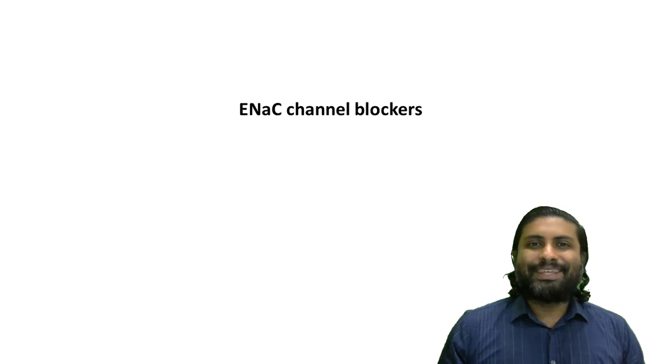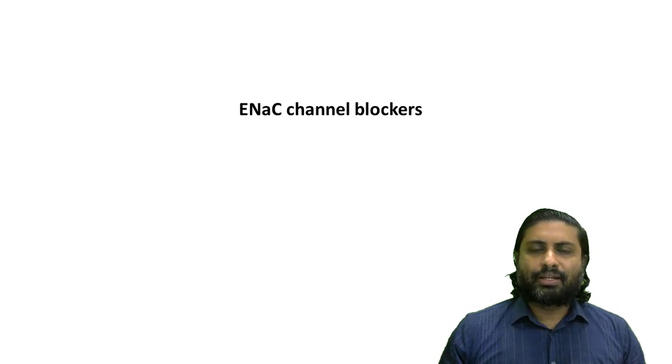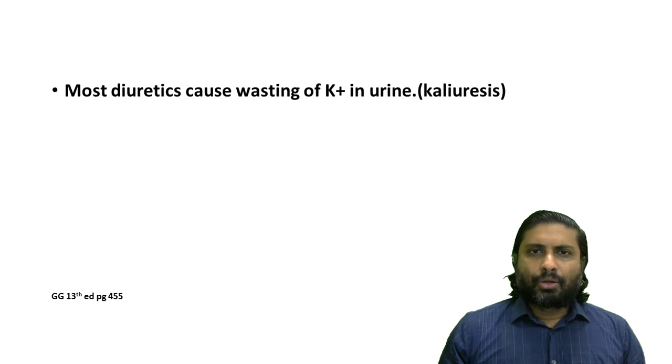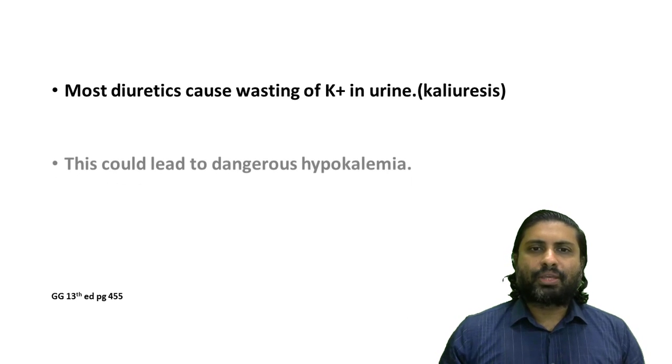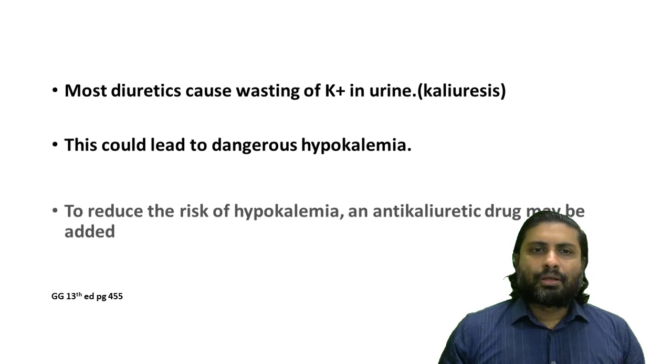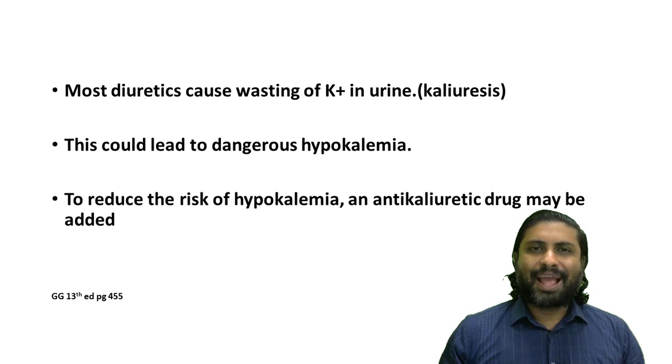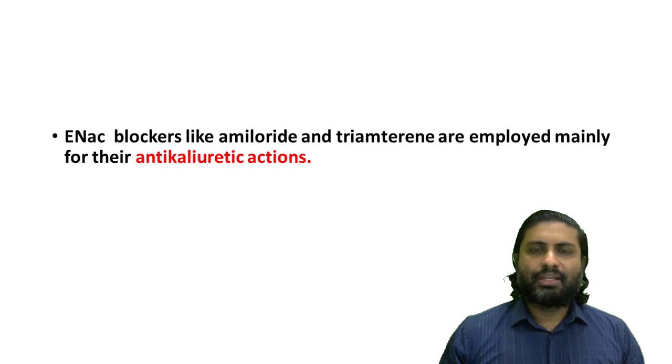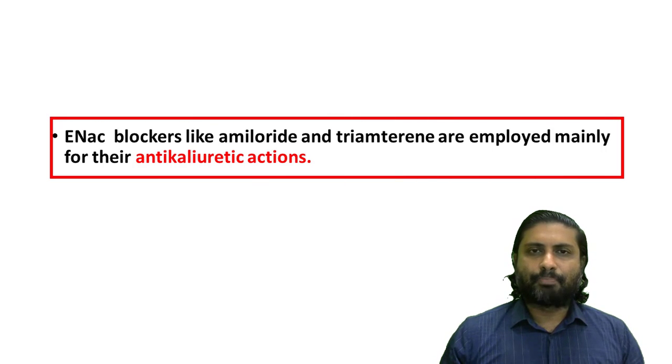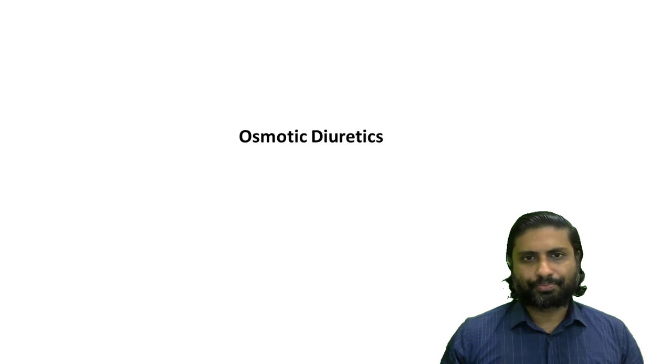Right, next we move on to the ENaC channel blockers, amiloride and triamterene. We know that most diuretics cause wasting of potassium and therefore these patients are at risk of developing hypokalemia. To reduce the risk of hypokalemia, an anti-diuretic drug may be added, and this is the most important indication of ENaC blockers. ENaC blockers like amiloride and triamterene are employed almost exclusively for their anti-diuretic effects.